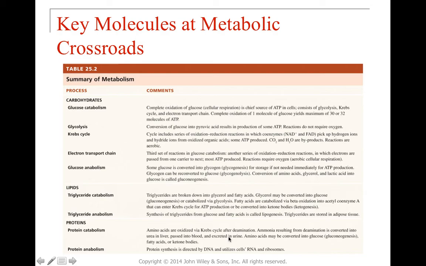So if we end up with a lot of protein being broken down in our body, if we're on a high protein diet, we can end up with a large amount of urea in our bloodstream, and also in our liver and eventually in our urine. We can also convert amino acids into sugars if we need to. That's called gluconeogenesis again. We can also convert them into fatty acids or ketone bodies.